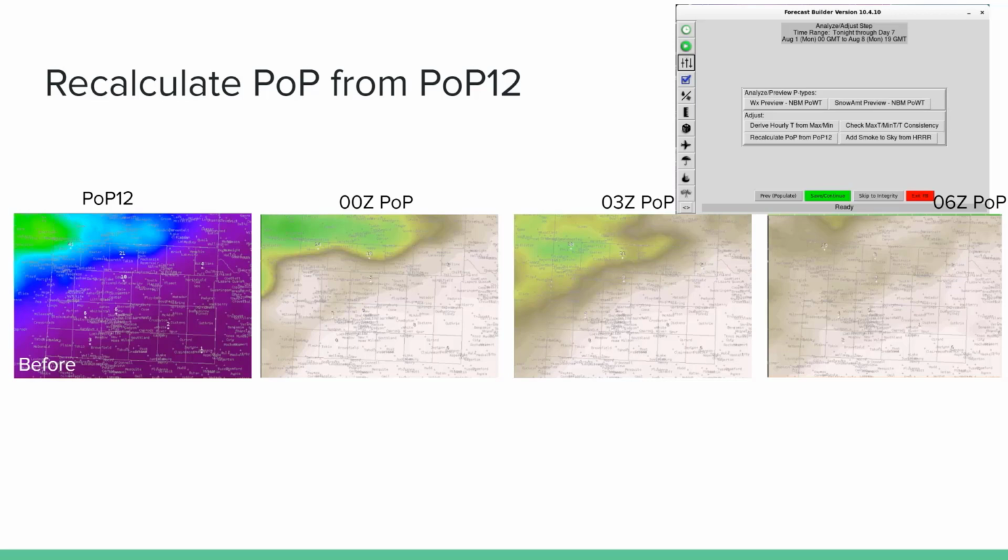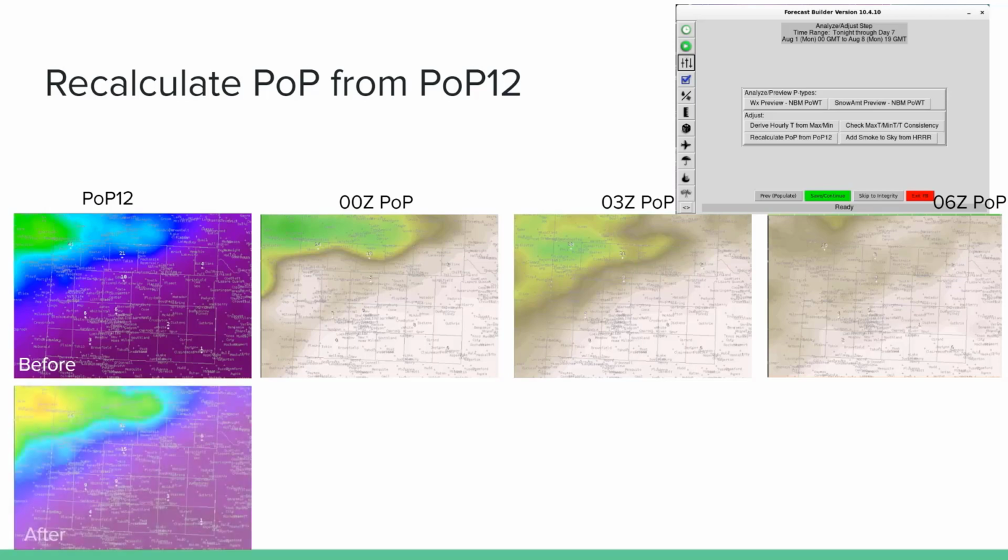Now you agree with the spatial coverage of the pops, but you think the magnitudes are a little too low for your liking. An easy way to fix this is to go to the Pop 12 grid and, using whatever method you prefer, adjust the grid so that it better represents what you believe the max pop value should be after collaborating with the surrounding offices.